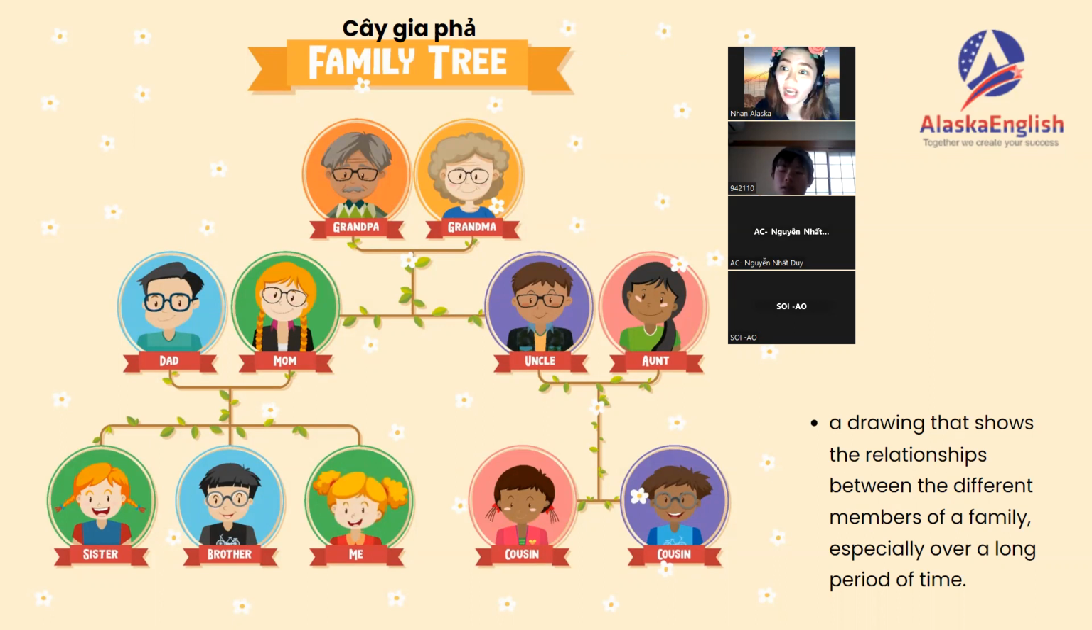All right. So if you're familiar with it already, the thing is you need to be familiar with some of the words like wife, husband, daughter, son, nephew, niece. You need to be familiar with those kinds of vocabulary to be able to analyze easily what a family tree is. A family tree is like a drawing or a representation that shows the relationships between the different members of the family, especially over a long period of time.